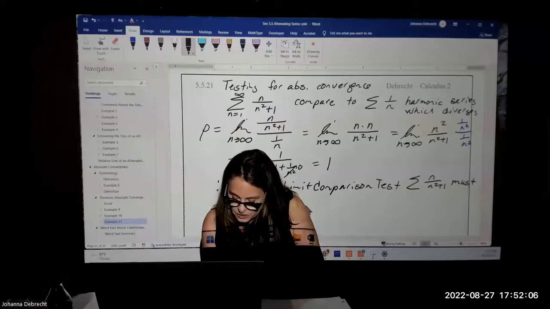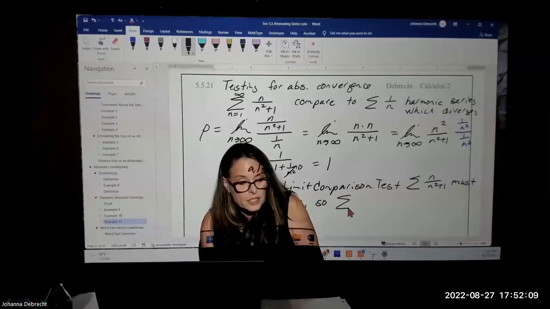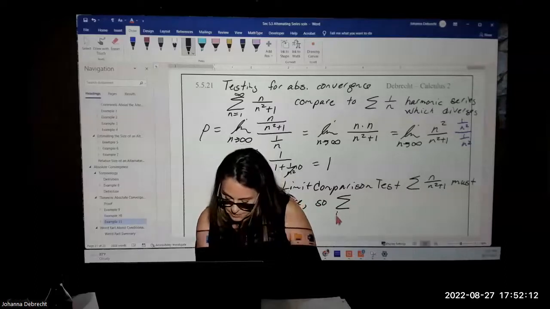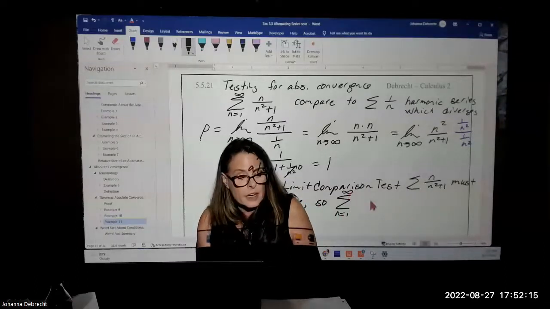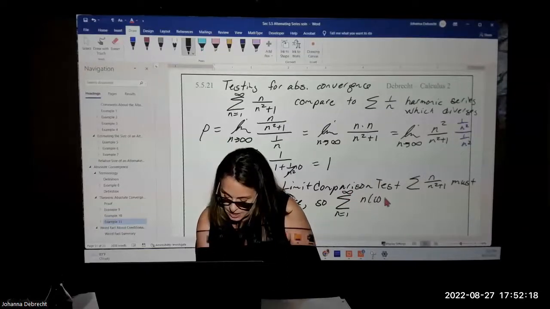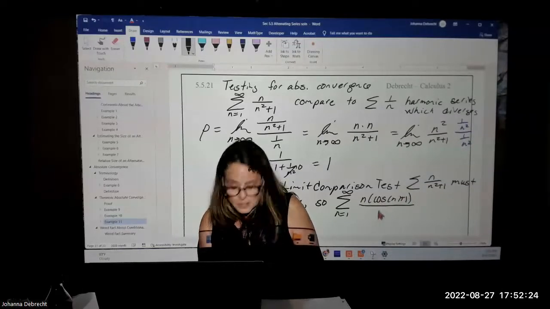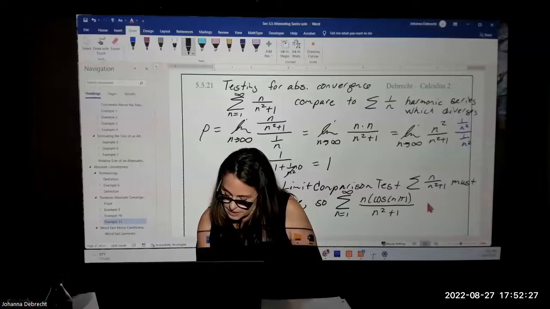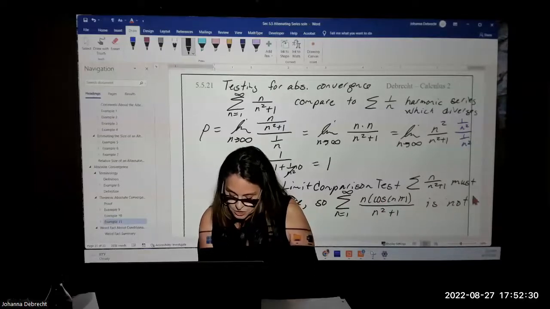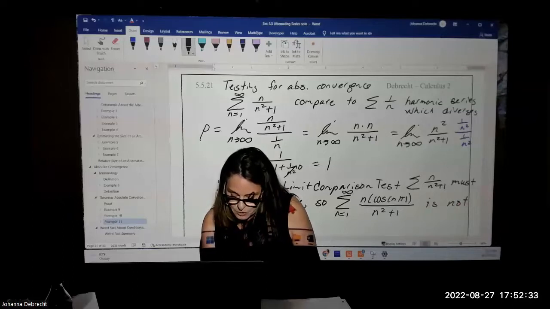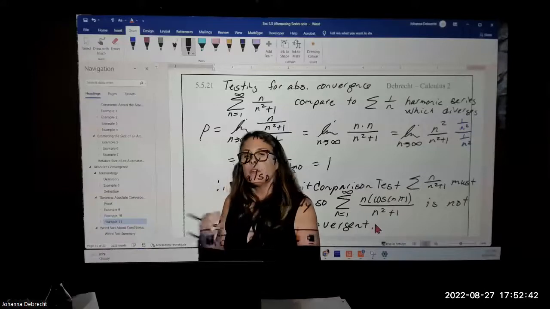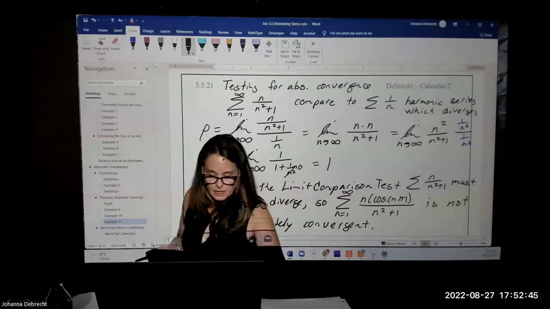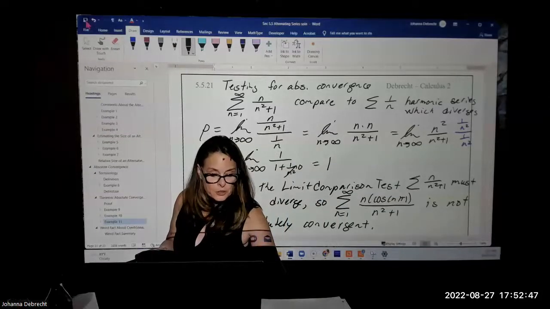That means that the original series, which was the sum from n equal 1 to infinity of n times cosine of n pi divided by n squared plus 1, is not absolutely convergent. So I wasn't able to show absolute convergence. Well, if I wasn't able to show absolute convergence, then I don't know that I have conditional convergence. So I'm going to have to test for conditional convergence.